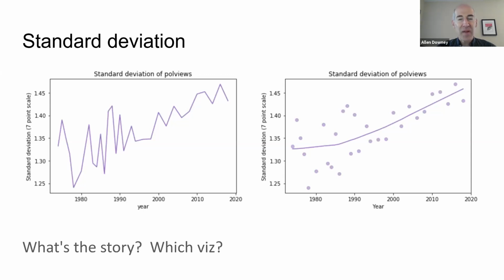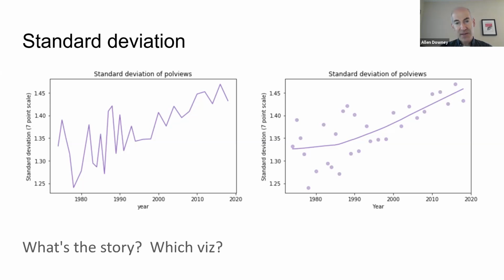Here are the results with standard deviation. Again, on the left is just the raw data as a line plot. On the right, I've plotted the data themselves as circles and a LOWESS curve that shows the trend. And one thing that's clear in either plot is that standard deviation has been increasing, probably over the duration of the survey. And again, that means that people are moving somewhat from the middle out toward the extremes.